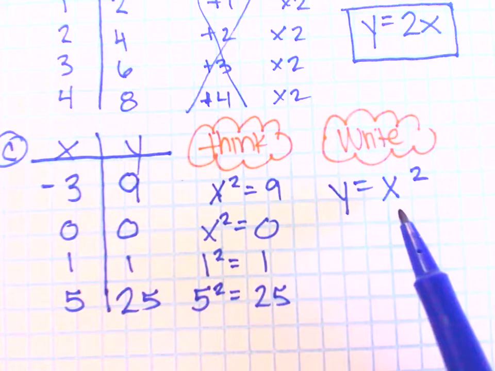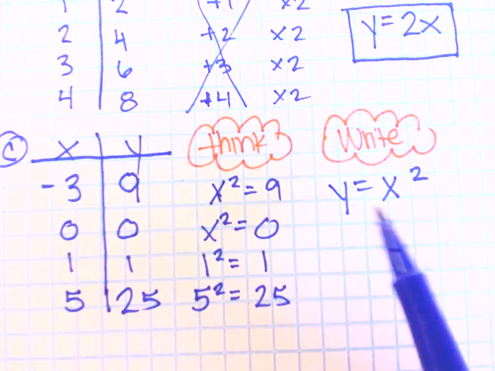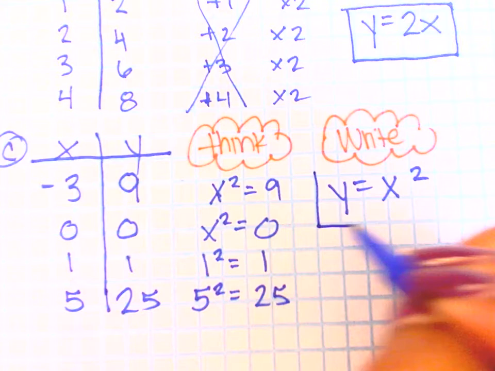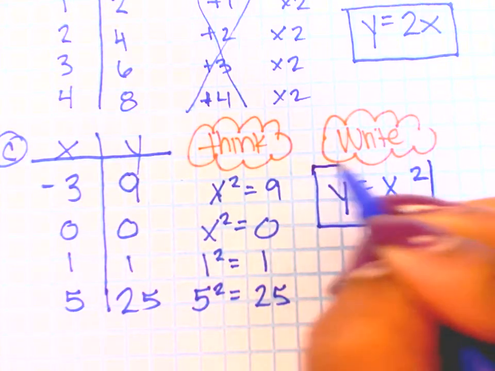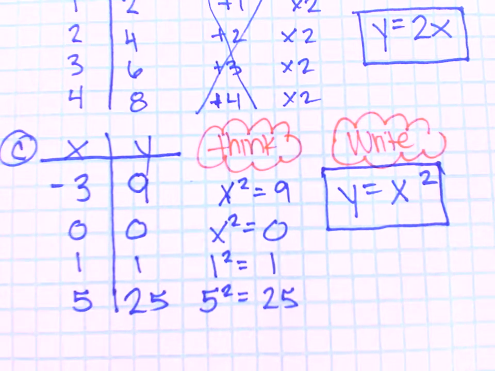So if I plug in the x, I should get y. -3 squared is 9. 0 squared is 0. 1 squared is 1. 5 squared is 25. Done. The hardest part is thinking through it. But other than that, it's pretty simple.